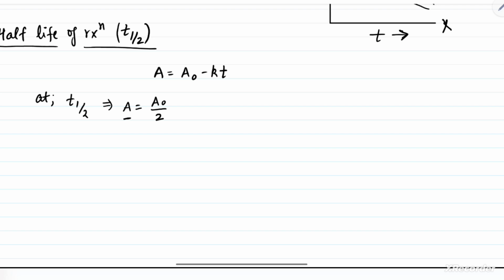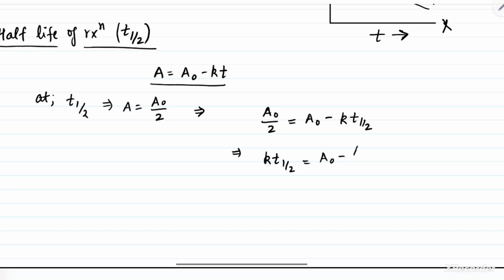So we have to put these two values in the equation. Then basically we can write at t half, a becomes a naught by 2. So from this equation I will write a naught by 2 is equal to a naught minus k, and t is t half. Now rearrange this equation: k t half is equal to a naught minus a naught by 2. So a naught minus a naught by 2 is a naught by 2.